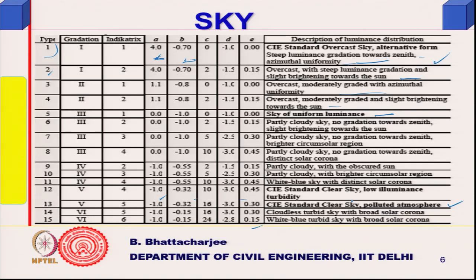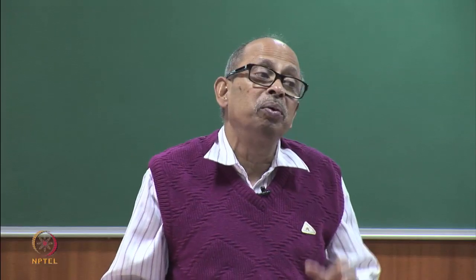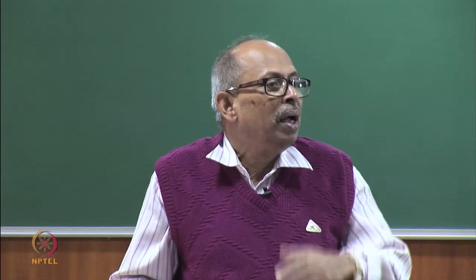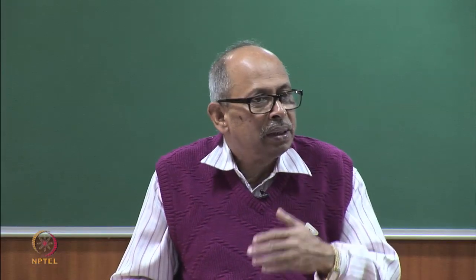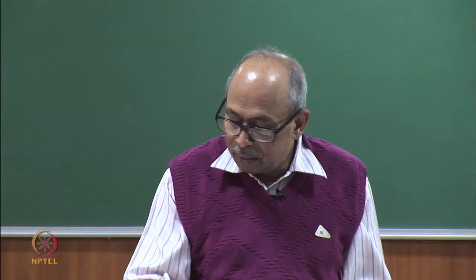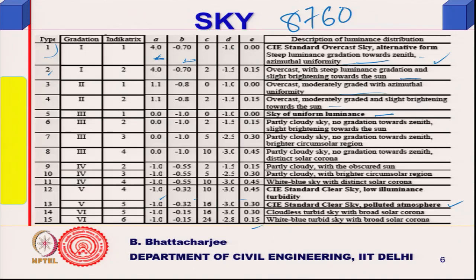Now, for a given location, you have to have a set of data in order to find out your A, B, C, D, E. If you are doing it for 8760 hours, that means 24 into 365, or at least 12 into 365.